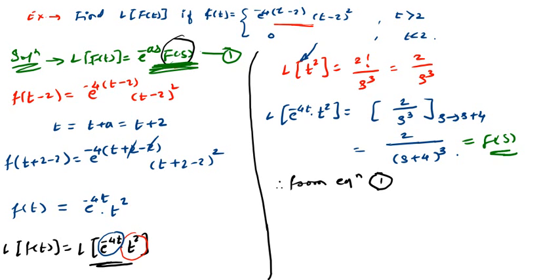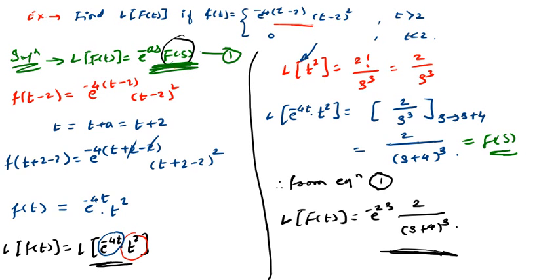Now from equation 1, what we get? We get L of f of t is equal to e raised to minus as. a is 2, so this will be e raised to minus 2s into f of s. f of s is 2 upon s plus 4 to the power 3, and this is our final answer.